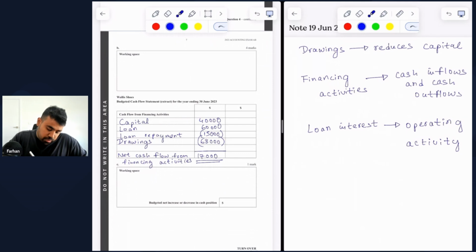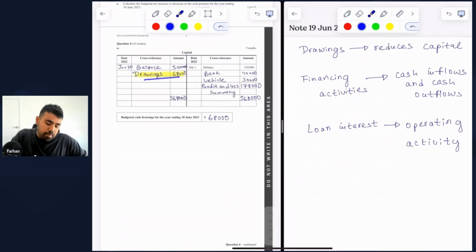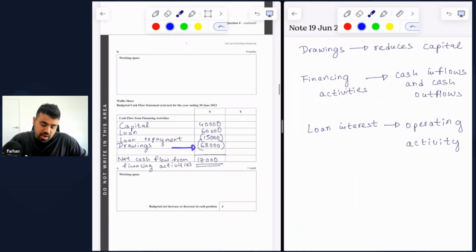Then we'll talk about loan repayment. But before that, let's quickly finish the drawings. So the drawings of $68,000 negative, referring to an outflow, is obviously what we took from the reconstruction of the capital account, where we calculated the budgeted cash drawings of $68,000. So drawings refer to a reduction in owner's equity, and also because it is cash drawings, it's referring to an outflow. And the reduction in owner's equity is obviously going to have an impact on the financing activity, and therefore the drawings here is shown as a negative amount referring to a cash outflow.